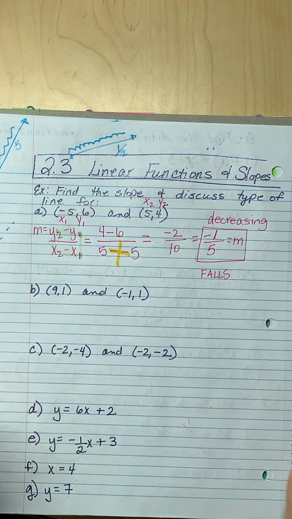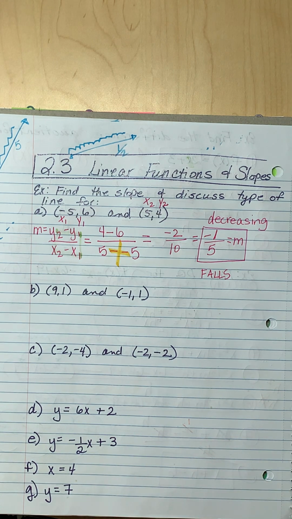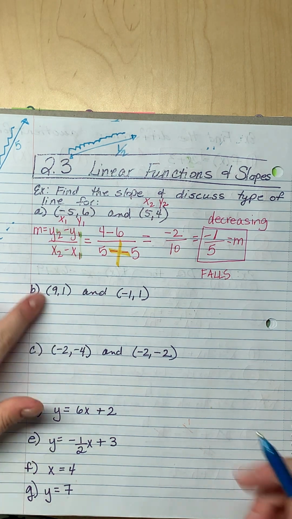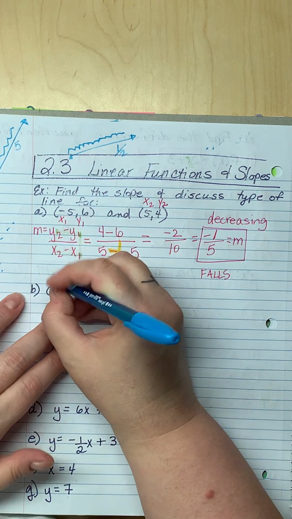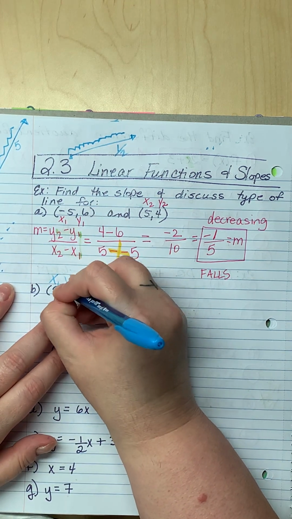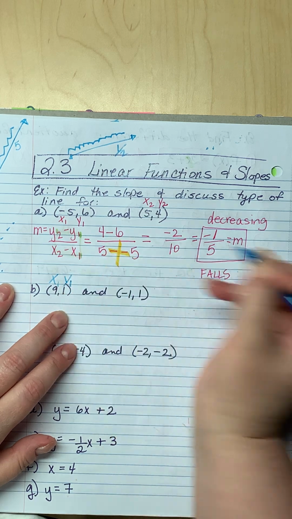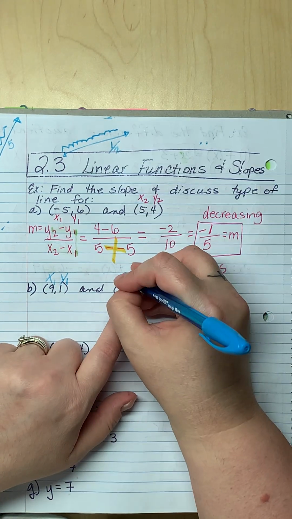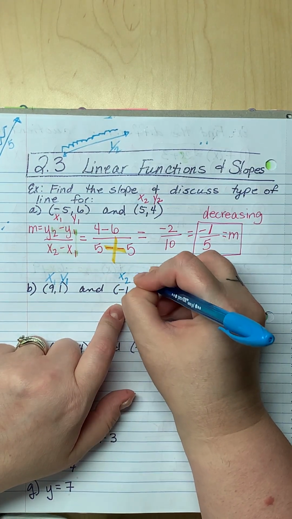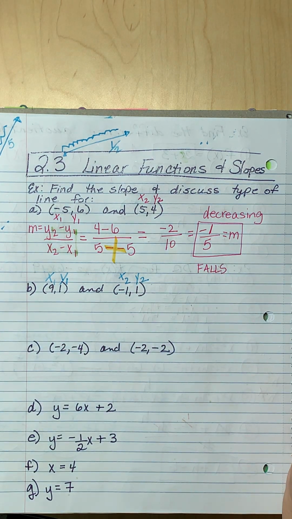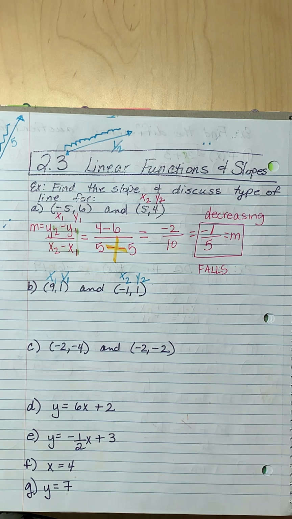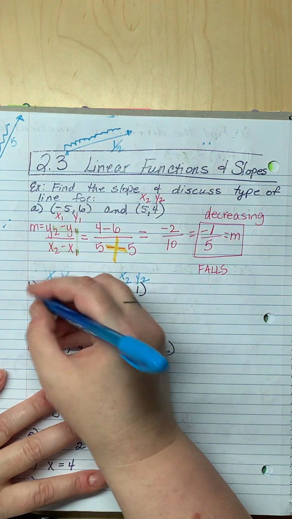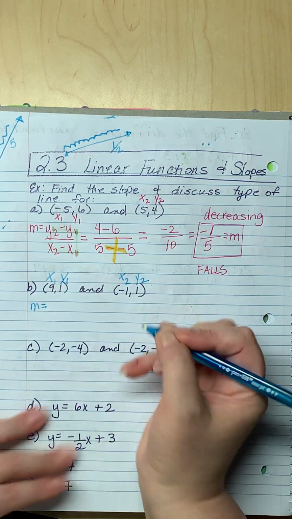Okay, let's do this part B. Same thing. First, we're going to label our points. This first point is x1, y1 because it's x and y and it came from the first point. This second point is x2, y2 because it's xy and it came from the second point. If I had a third point, it'd be x3, y3.